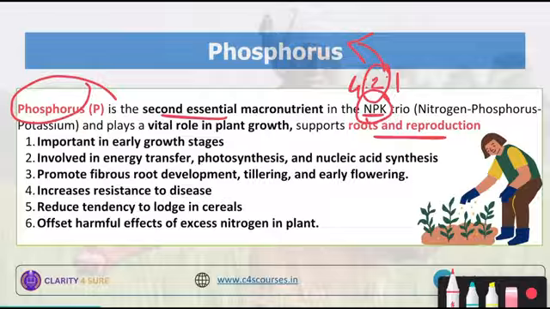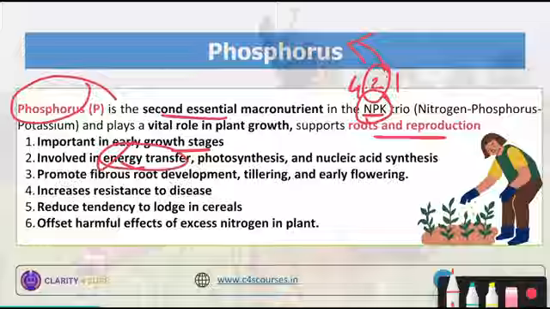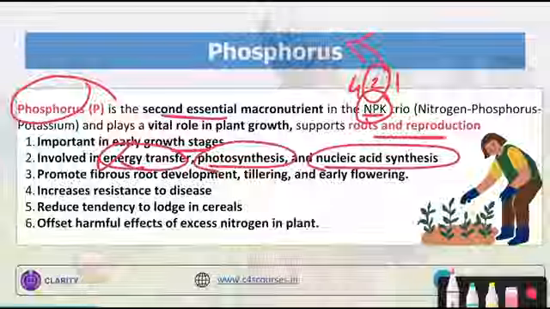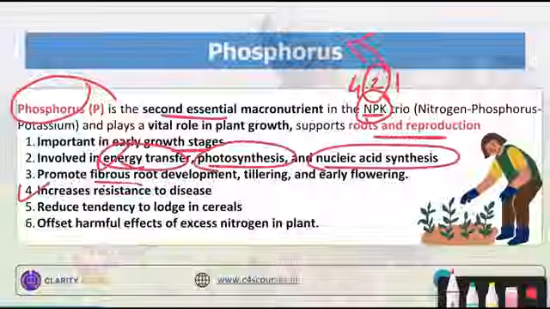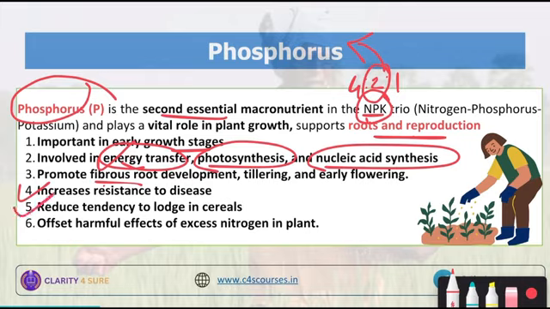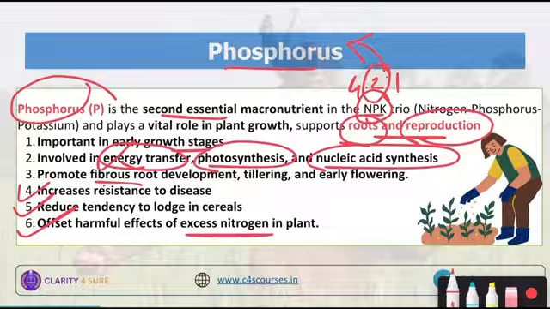Phosphorus is important in early growth stages and is involved in energy transfer. This is a really important point. It is involved in energy transfer, photosynthesis, and nucleic acid synthesis. It promotes fibrous root development, tillering, and early flowering. It increases resistance to diseases, reduces the tendency to lodge in cereals, and also offsets the harmful effects of excess nitrogen in the plant. Yes, phosphorus is really important.